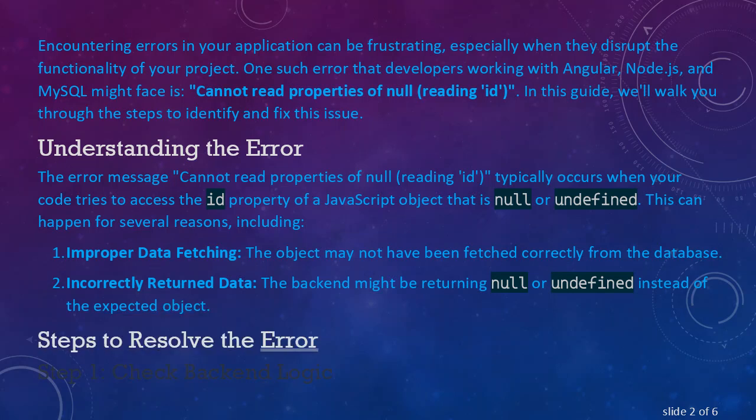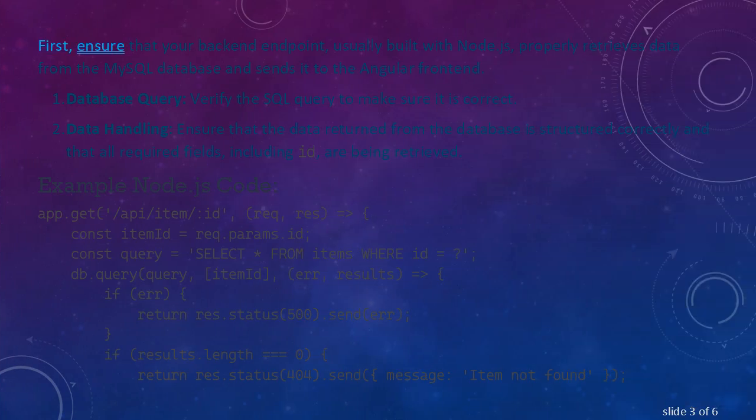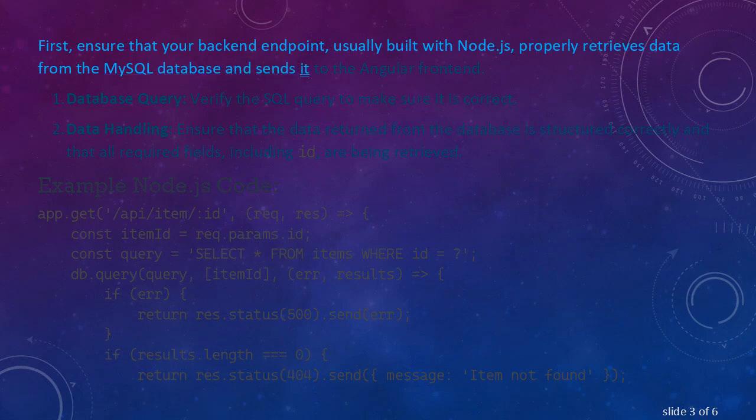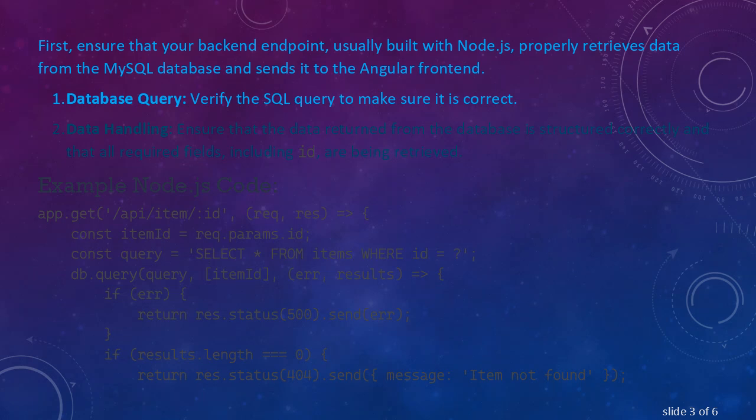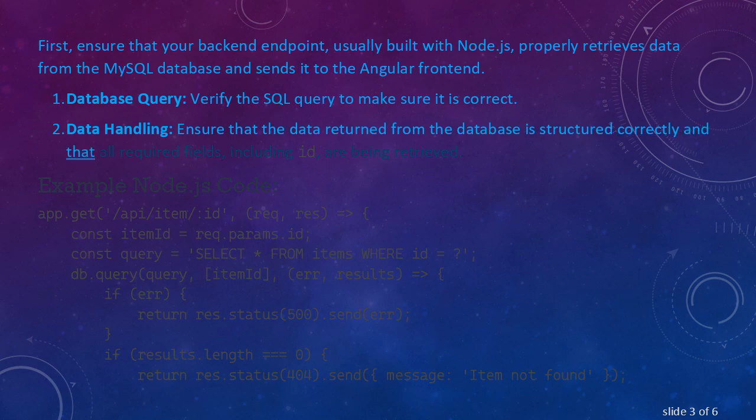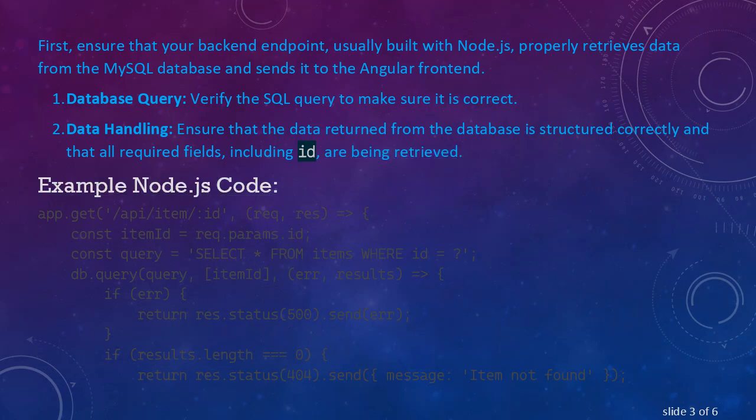Steps to resolve the error. Step 1. Check backend logic. First, ensure that your backend endpoint, usually built with Node.js, properly retrieves data from the MySQL database and sends it to the Angular frontend. Database query: verify the SQL query to make sure it is correct. Data handling: ensure that the data returned from the database is structured correctly and that all required fields, including id, are being retrieved. Example Node.js code.